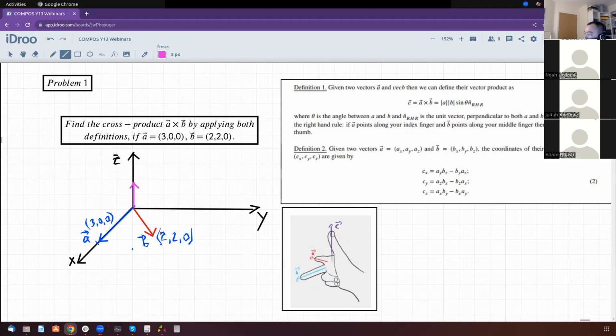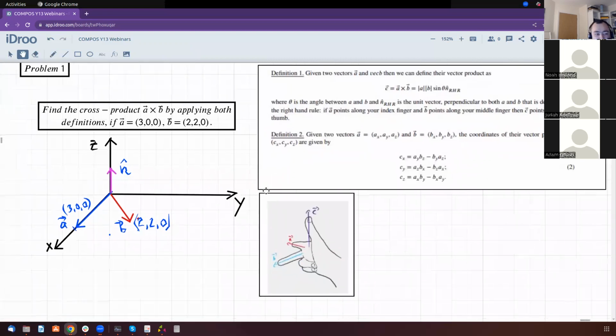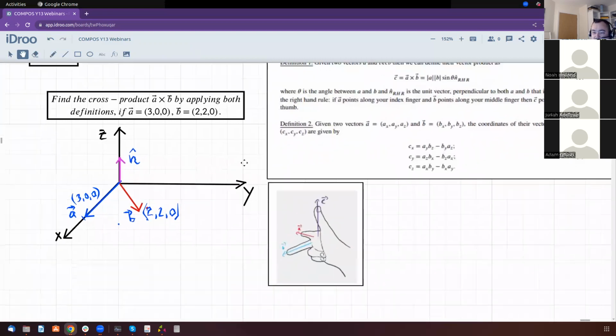So Noah, Judah, well, everyone else, how well do you understand what's going on here? Do you understand how I found the vector n? Yes. I'd like an answer from everyone, so please let me know. Do you understand how I found the vector n?